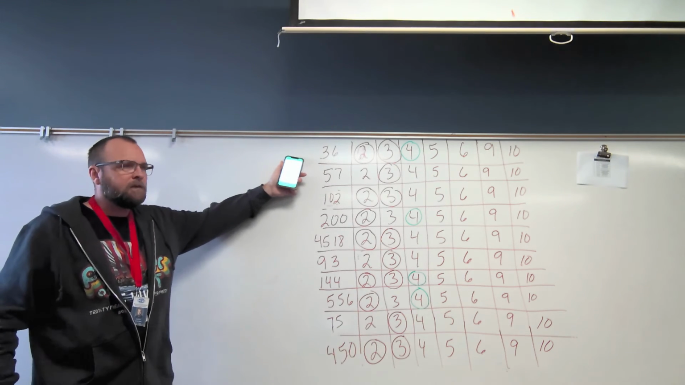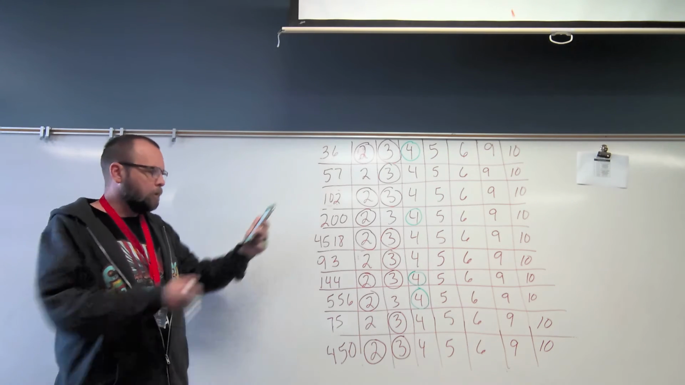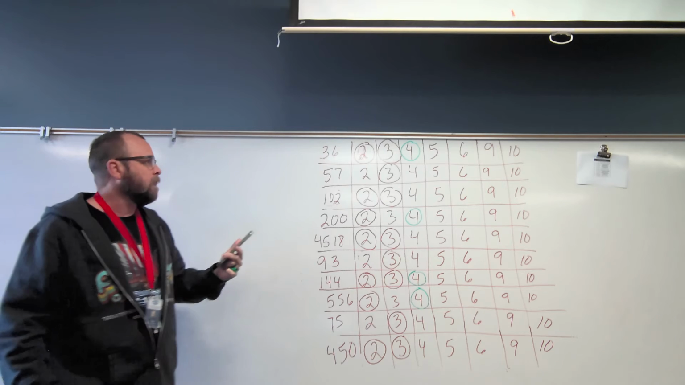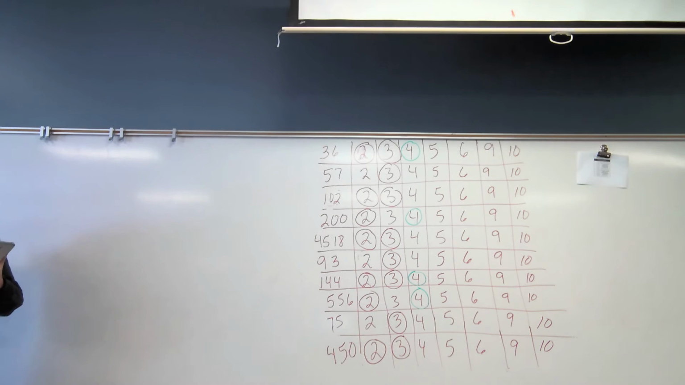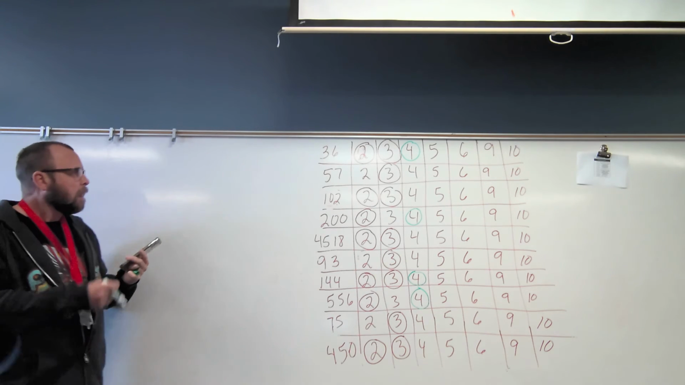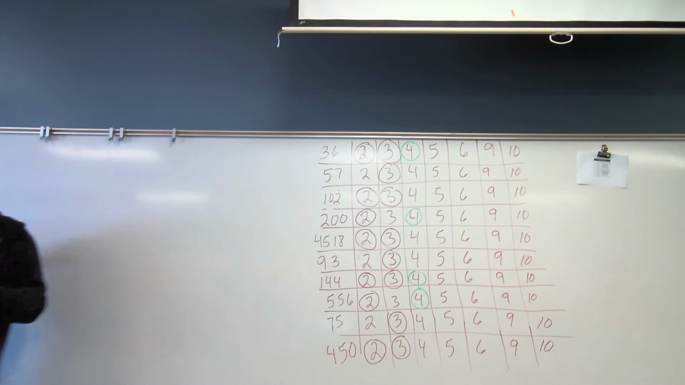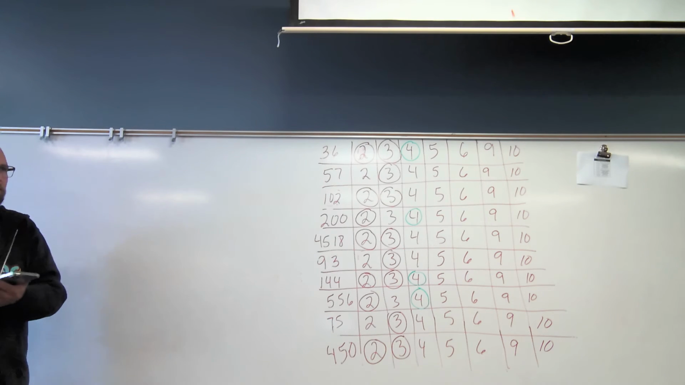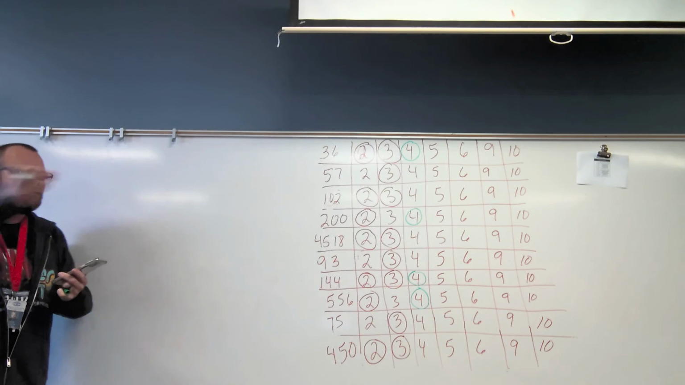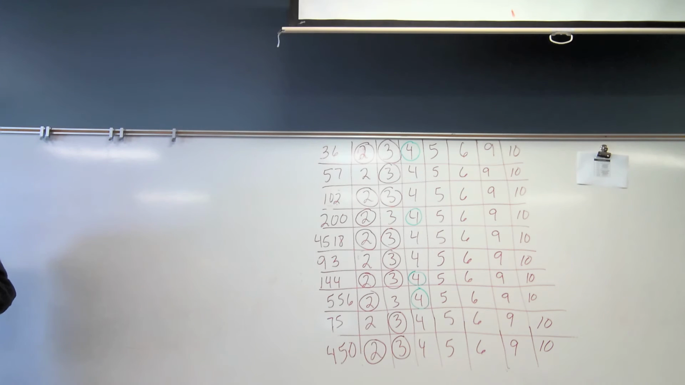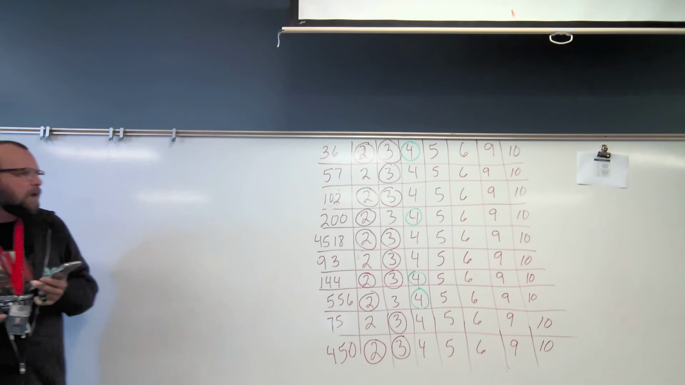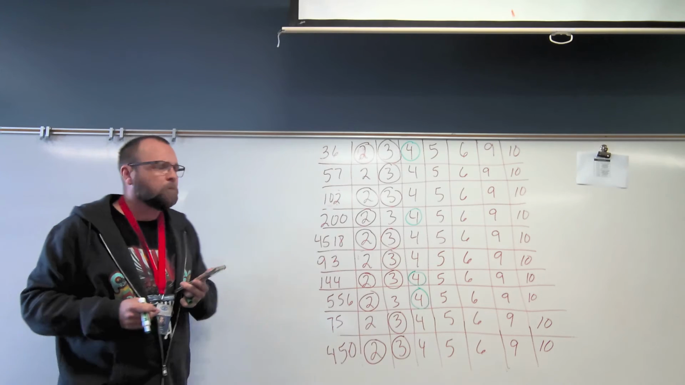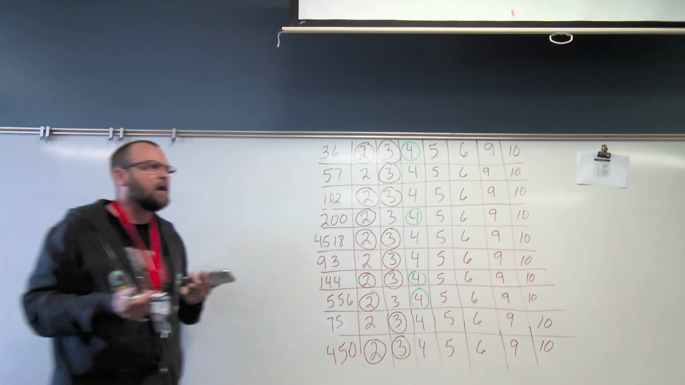So Layla, is 36 divisible by 5? No. Michael C, is 57 divisible by 5? No. Allie, is 102 divisible by 5? No. Bree, is 200 divisible by 5? Yes.